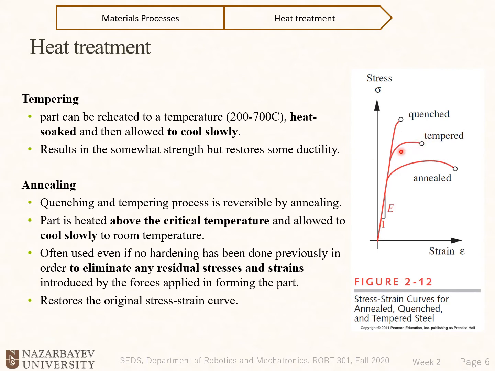Okay, so the tempered material has stronger mechanical properties, has higher yield strength, has higher ultimate tensile strength, but it's less ductile. It means that the plastic range is shorter than the original material. Okay, so this is the original stress strain curve of the material. So the tempered one will be somewhere between the quenched part and the original part, which we call the annealed part, and I will explain now why we call it the annealed part.